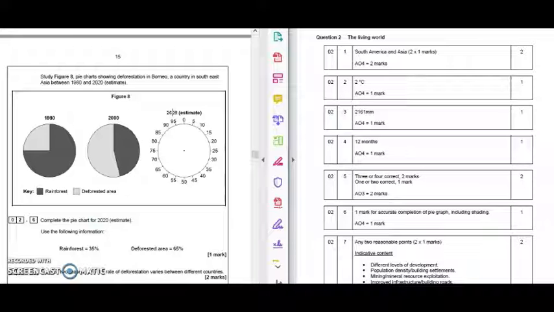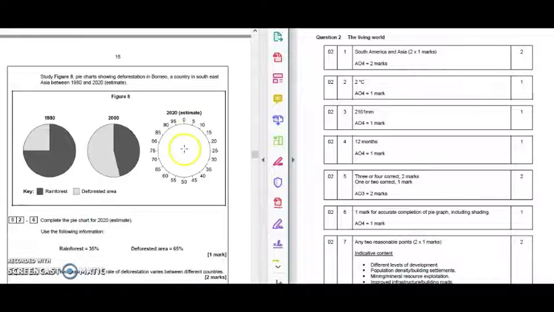Question 2.6, got to complete the pie chart for 2020. So the figure, you've got a couple of pie charts already done. The first one is 1980. It's the amount of rainforest versus the area that has been cut down. Now, obviously in 2000, there's a lot more deforested area. So we just got to estimate in the future what is going to happen. So 35% will still be rainforest.